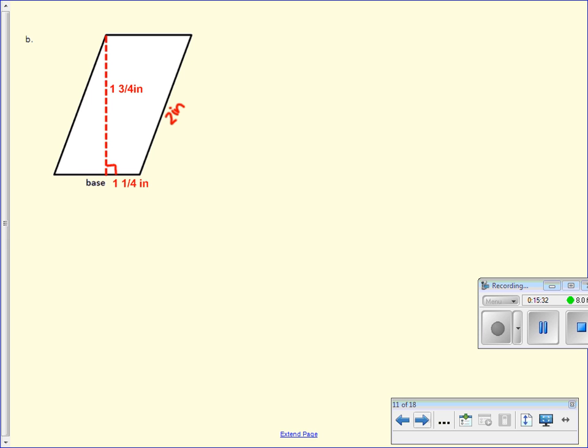So what's the first step in finding area? Everybody? Formula. Now I'm going to replace my base with 1 1/4 and replace my height with 1 3/4. What? Fractions? How do we multiply fractions? Actually, they're mixed numbers, if you want to get technical.